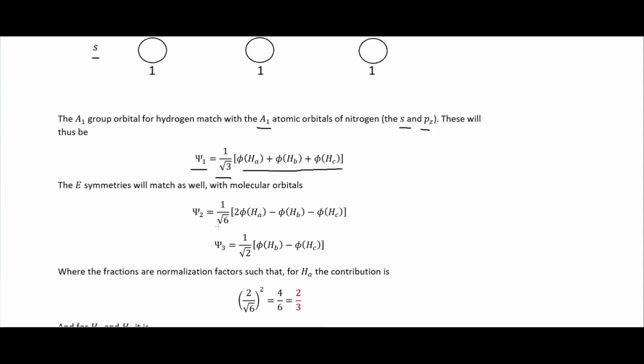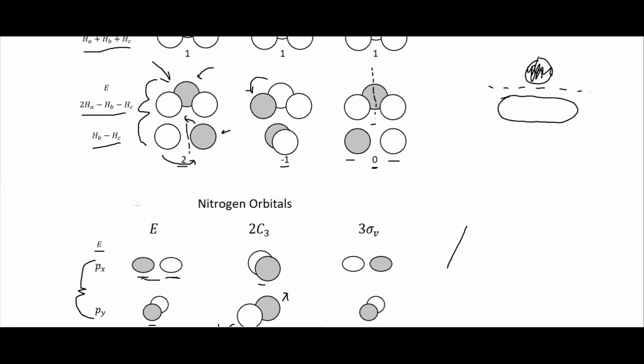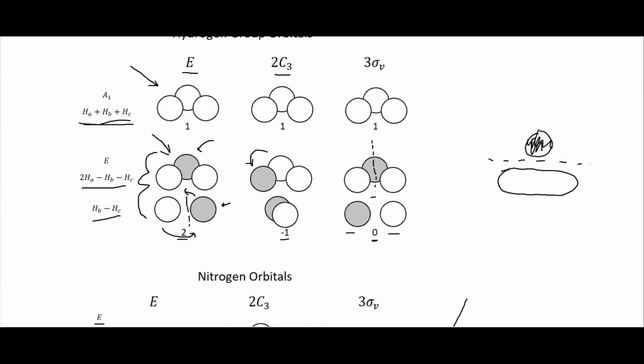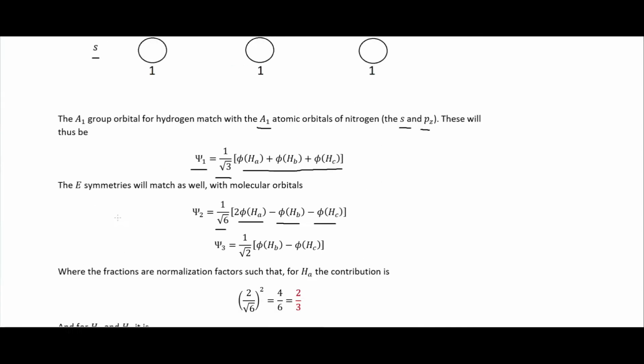And for the E symmetries, we just have these two. So this has the 2 phi HA minus phi HB minus phi HC. And so that is just these things up here. So this is the plus version. This is the 2HA minus HB minus HC. And we have the HB minus HC right there. And that is this one right there.